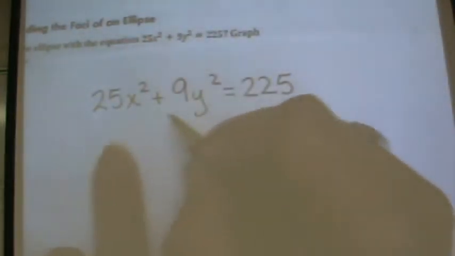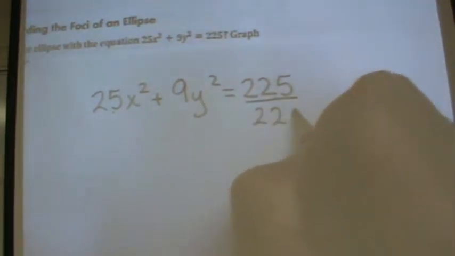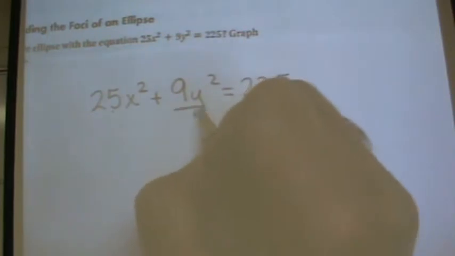Now, how I know it's not a circle is because the coefficients in front of x squared and y squared are not the same. Okay, if they were, it would be a circle. So do you remember what I told you to do here? Are you gonna divide by 25, divide by 9, or divide by 225? Good job, 225. You want a 1 here.